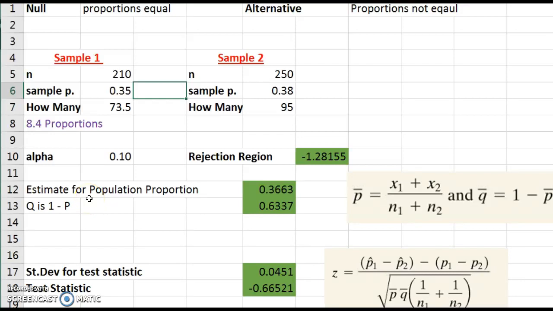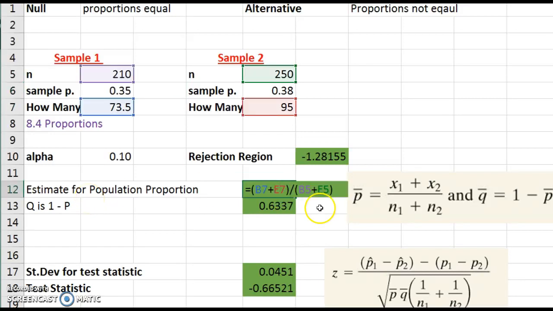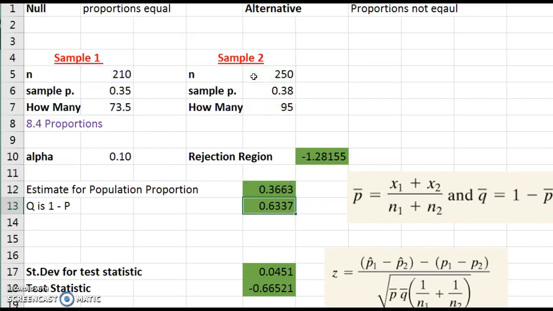So then our estimate for the population proportion, we have to do that first. So we want to add up the two amounts from each sample that came back, in this case enrolled in college. So add those together and then divide by how many total people there were altogether. So we do that, and you'll notice this value is always going to be in between your two sample proportions, because it's kind of like averaging out those two samples. So we're right there in between our two sample proportions. If we combine everybody together, this is the proportion of people enrolled in college. And then just do 1 minus that answer to get your Q.